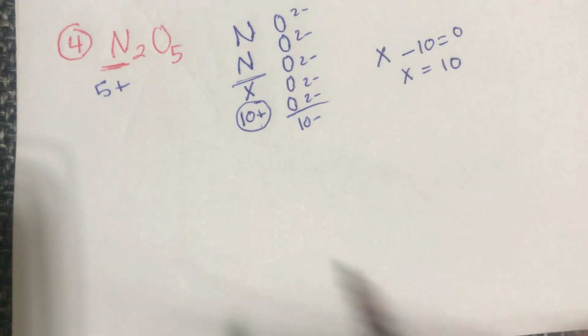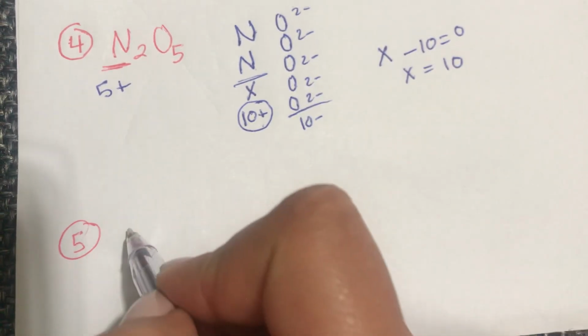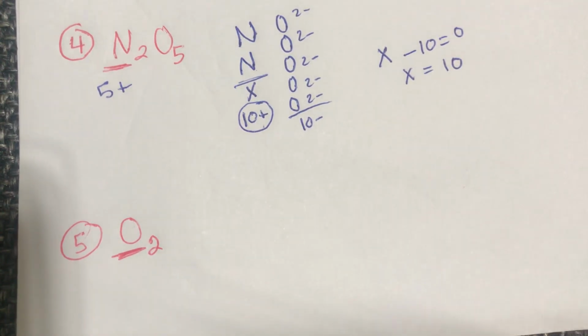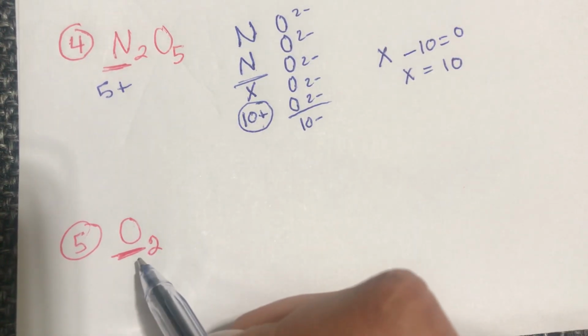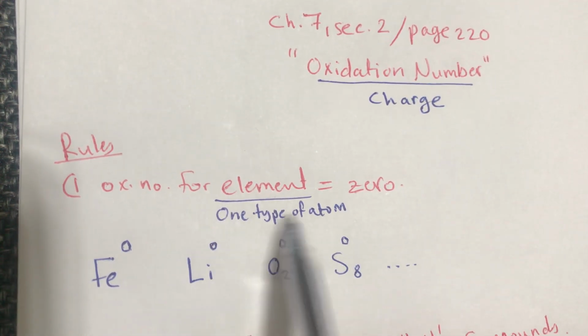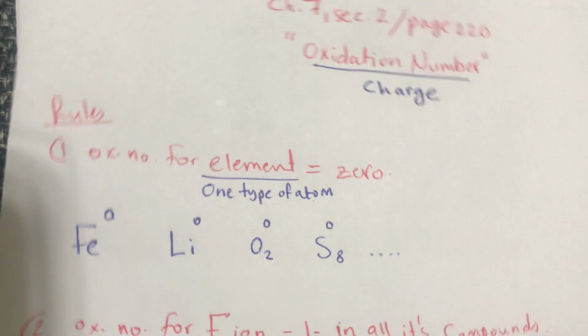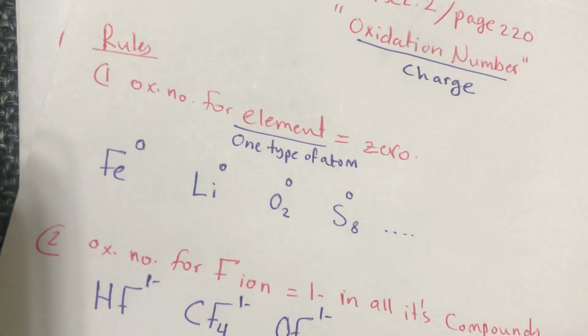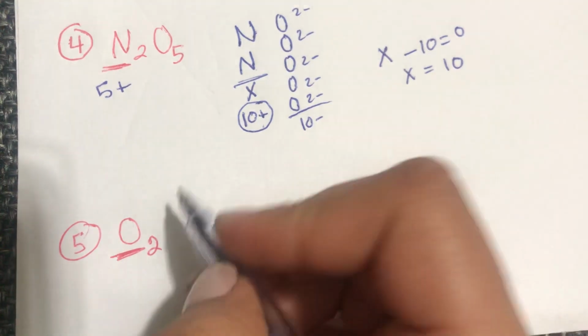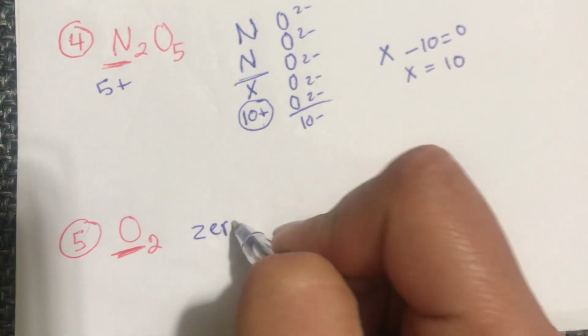Example 5. What is the oxidation number of oxygen? According to rule number 1, the oxidation number for an element, one type of atom, equals 0. So here oxygen, one type of atom, so the oxidation number is 0.